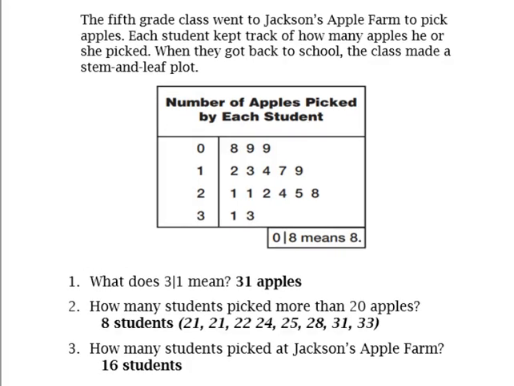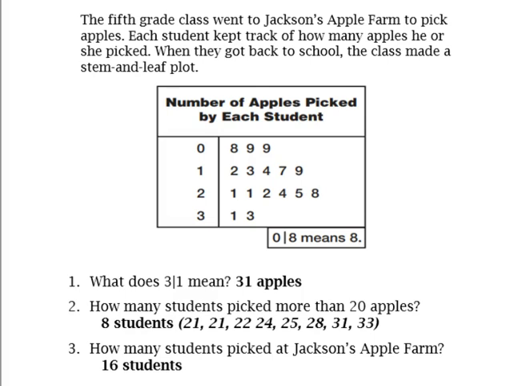All right, let's look at our answers. For number 1, what does 3 line 1 mean? It means 31 apples. We see that for the key, 0 line 8 is the number 8. So that means that when we see a 3 line 1, that stands for 31. In looking at stem and leaf plots, it's important to look at the key so that you can have a determination of what the numbers mean.